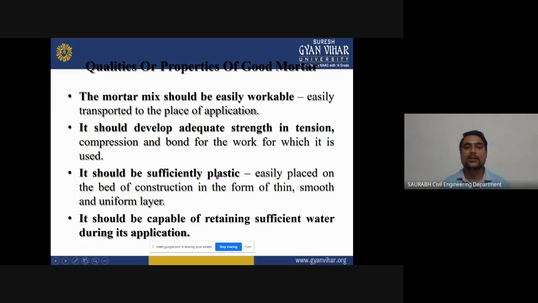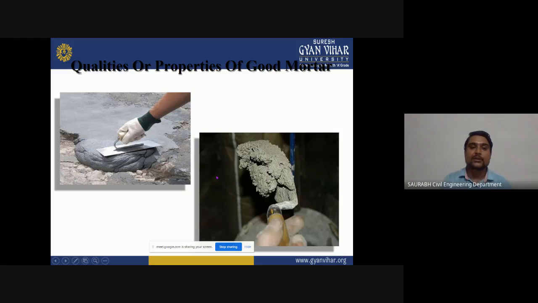We will see here. The mortar mix should be easily workable and easily transported to the place of application. It should develop adequate strength in tension, compression and bond for the work for which it is used. It should be sufficiently plastic, easily placed on the bed of construction in the form of a thin, smooth and uniform layer. It should be capable of retaining sufficient water during its application.